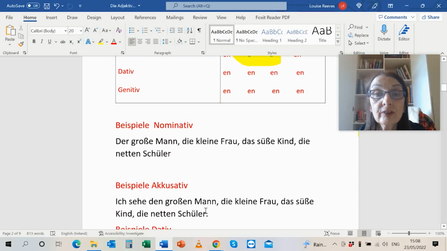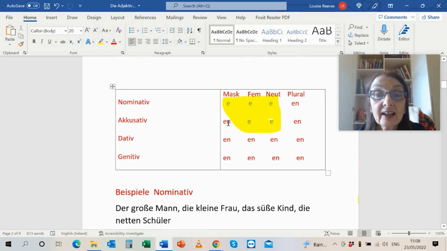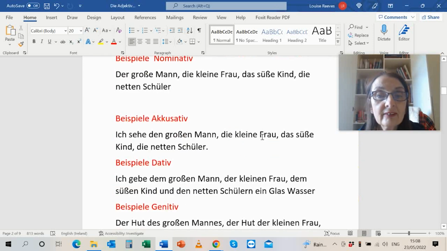So they're in the accusative case. Remember, you had en in the masculine, en in the plural, and the only places you had e was in the feminine and in the neuter. Then we had the dative case. En, en, en, en, en.